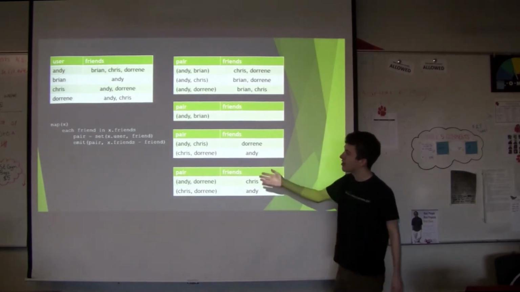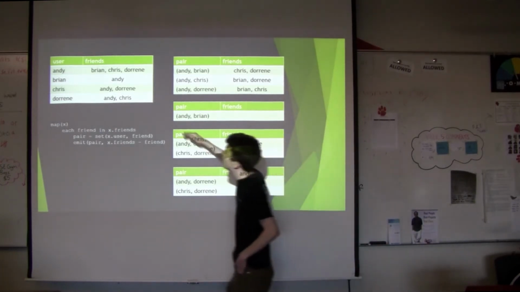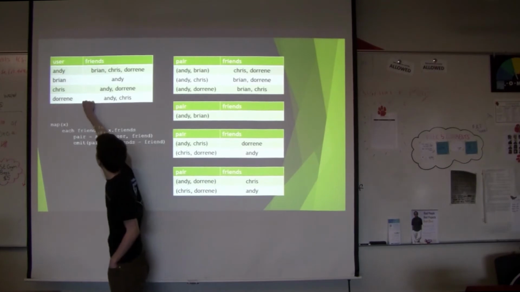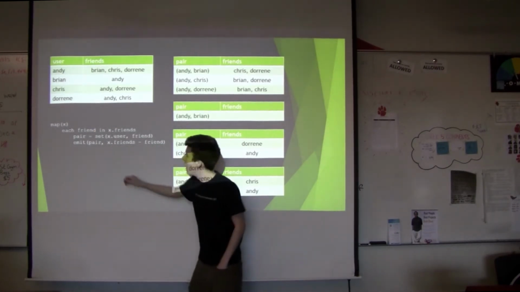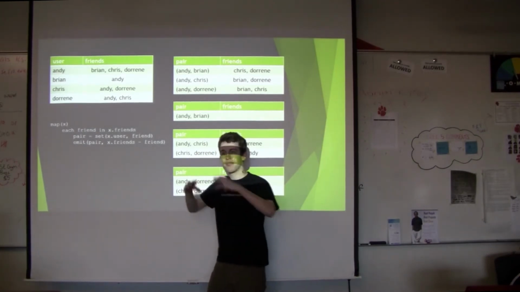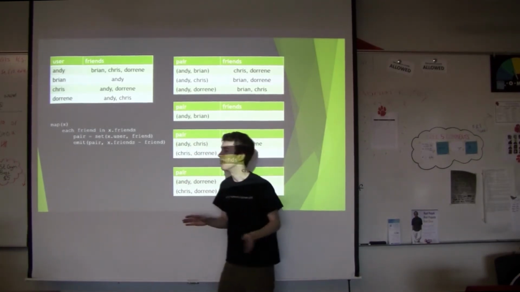We have a function here that's going to map. It's going to take each row in here, and it's going to pair up two people in the row. So we have Doreen and Andy. And then we're going to emit. Emitting basically says we're going to set this up for the reduce function, which we'll get to.